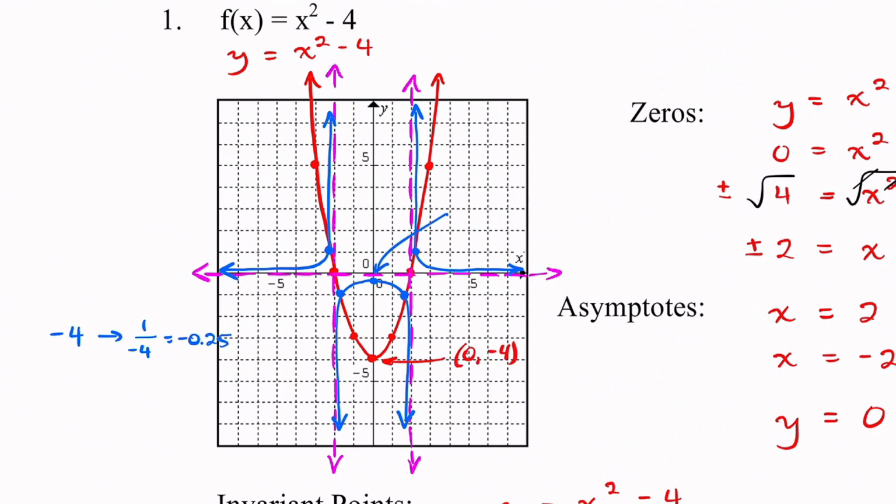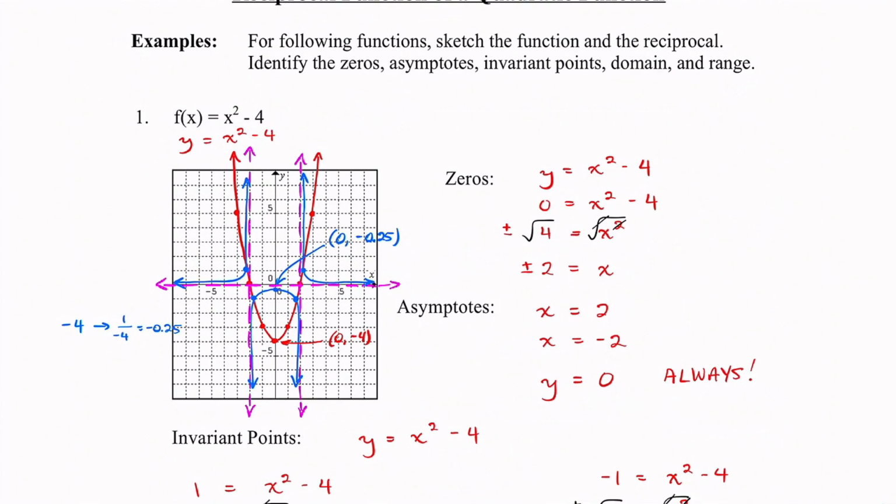And then this one here in the middle was at 0, and then the reciprocal of negative 4 was negative 0.25. And I don't mind if you guys use the fraction or the decimal for this. So I'm going to zoom back out. And the only thing left to do is to state the domain and range for our reciprocal function, which was this blue function right here.